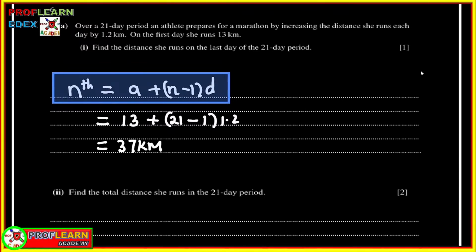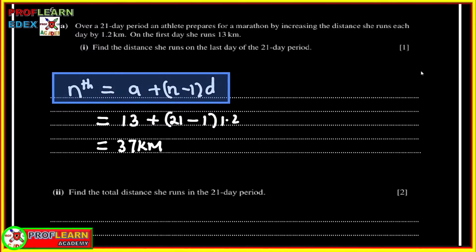So this means that you must know how to use the arithmetic series formulas, that is the nth term and also the sum of n terms, as we're going to see also how to find the sum to infinity for geometric progression.